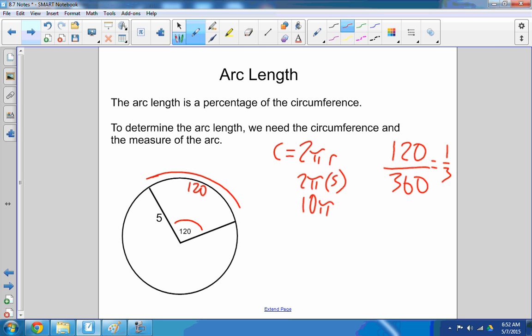And so now I take my circumference and I multiply it by the percentage. So 10 pi times a third. And so I end up with 10/3 pi. And that is the arc length.